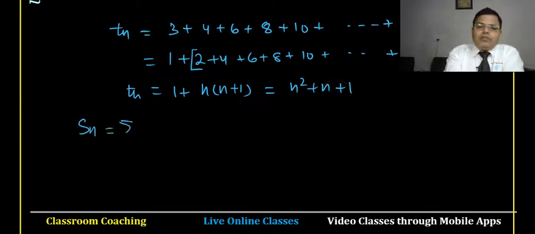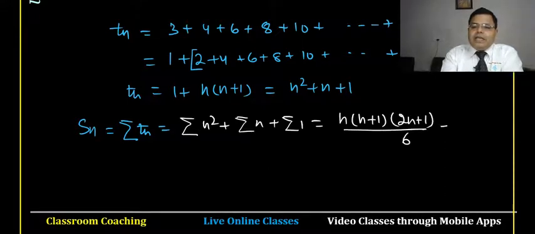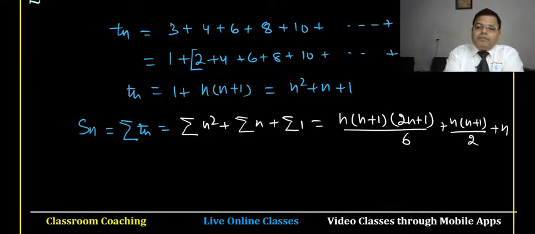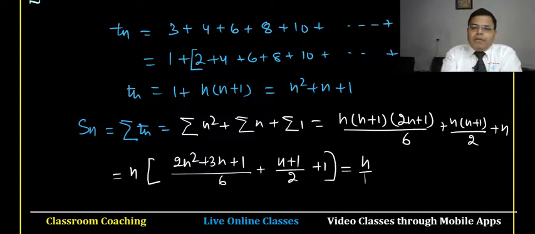So Sn is equal to sigma Tn. Can we apply it like this? Then it will be sigma n square plus sigma n plus sigma 1. Sigma n square is n into (n plus 1) into (2n plus 1) upon 6. Sigma n is n into (n plus 1) by 2, and sigma 1 is n, since 1 plus 1 plus 1, n times, is n. So we can take n common, and that will be (2n square plus 3n plus 1) divided by 6, plus (n plus 1) divided by 2, plus 1.